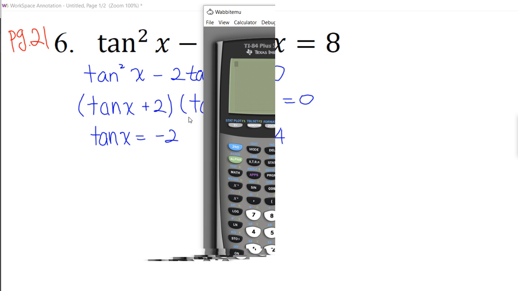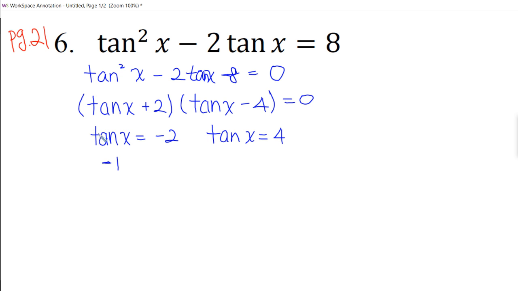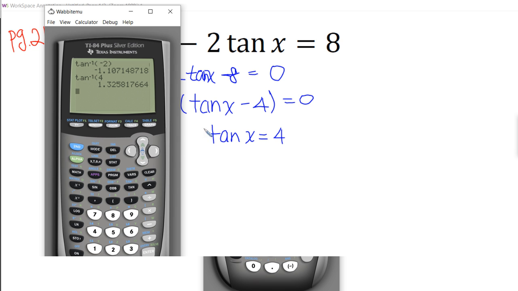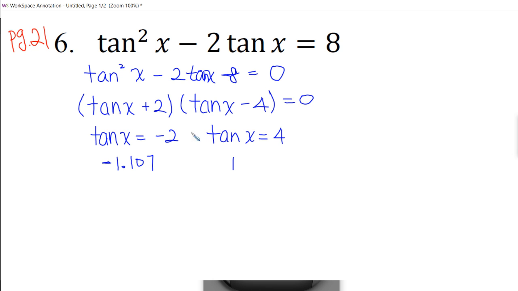And let's find it by doing second tangent, so inverse tangent of negative 2 will give us negative 1.107. And likewise, we'll do inverse tangent of 4, and that's going to give us 1.326.